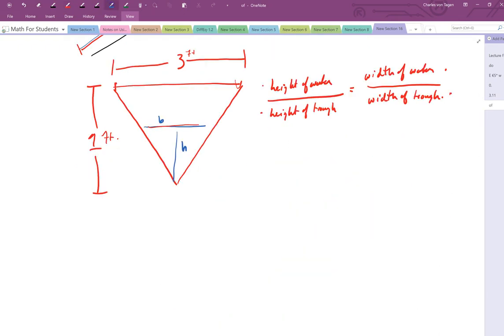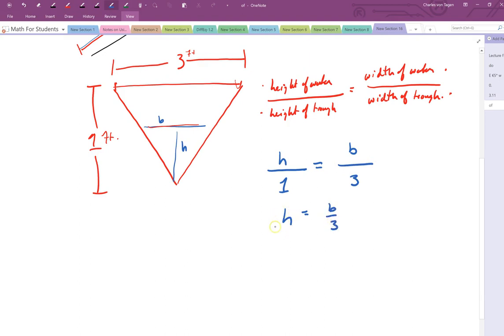Okay, so now that we've got that, let's go ahead and fill in the variables. The height of the water we are calling h over the height of the trough, which is fixed at 1, and that's equal to the width of the water, which we're calling b, over the width of the trough, which we know to be 3. So we get h is equal to b over 3.